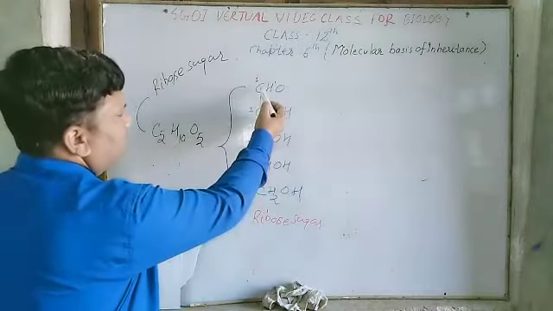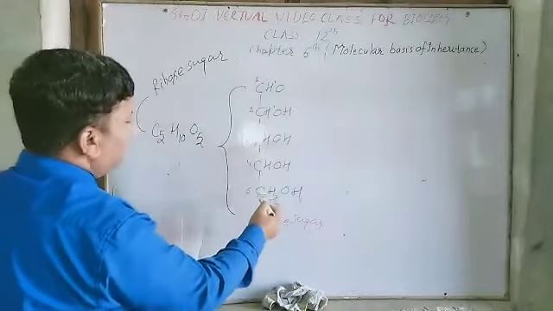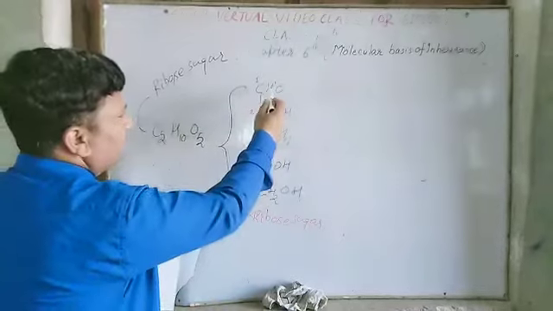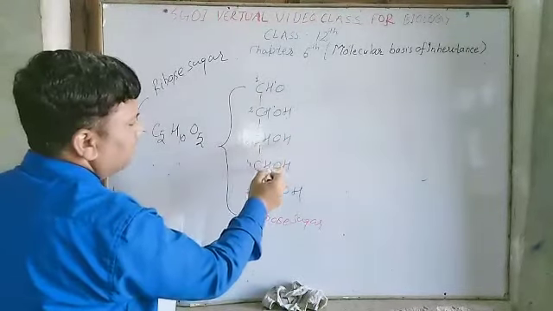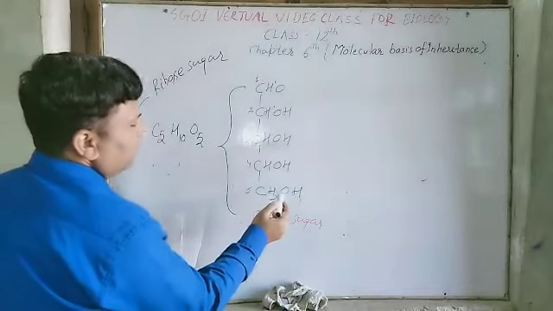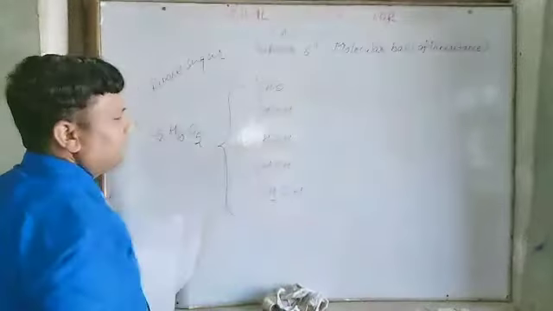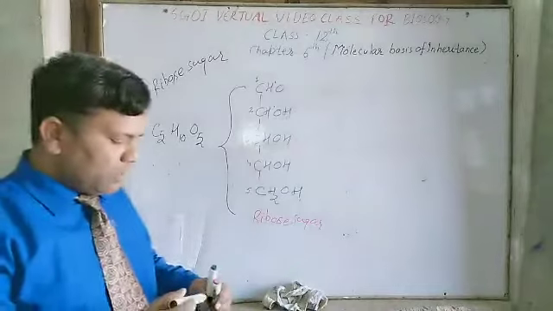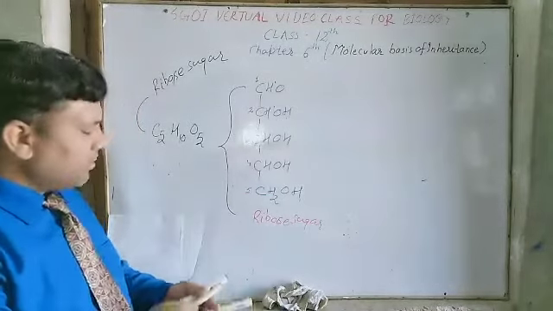C5 means 5 carbon atoms, 1, 2, 3, 4 and 5. H is 10 here, 1, 2, 3, 4, 5, 6, 7, 8, 9 and 10. And O is 5 here, 1, 2, 3, 4 and 5. Then what happens in the ribose sugar? This is the straight chain structure of a ribose sugar.